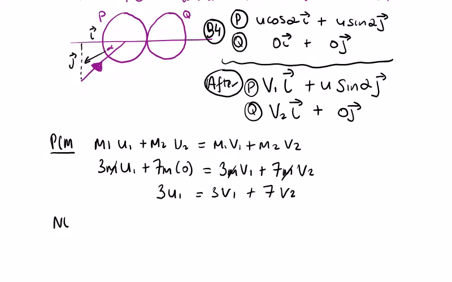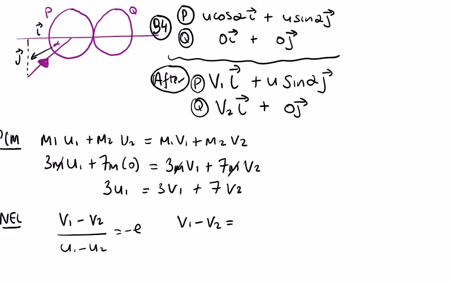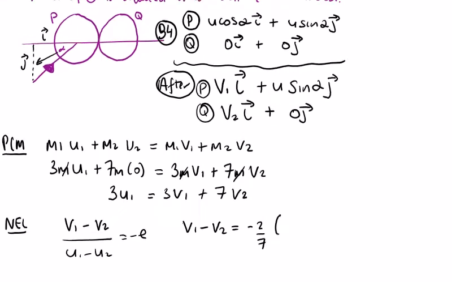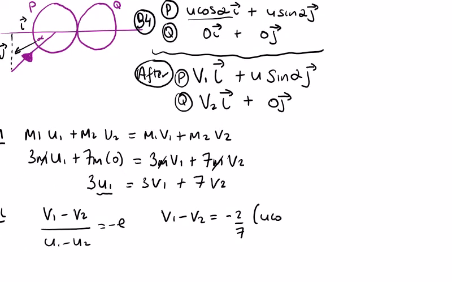Using Newton's experimental law, we know that v1 minus v2 over u1 minus u2 is equal to minus e. So my v1 minus v2 is equal to minus e, which they give us, don't they? They told us 2/7. It's equal to minus 2/7. And I'm going to bring this u1 minus u2 up. My u1 is u cos alpha, and my u2 was 0.